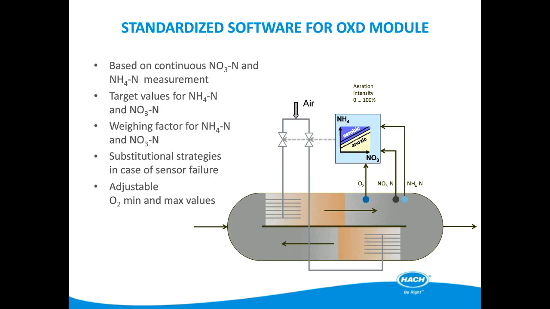This slide shows a schematic of the HACH system for controlling an oxidation ditch. In this, ammonium and nitrate are measured close to the outlet weir. The real-time control system has target values for both ammonium and nitrate and a weighting factor for both. So for instance, a site that has a total nitrogen consent of say 10 milligrams per litre, the RTC will be set for an ammonium target concentration of around 3 and a nitrate target concentration of say 5, but weighted towards ammonium.